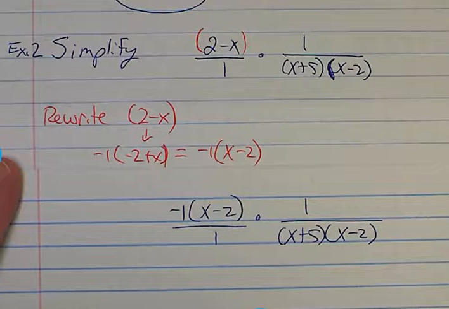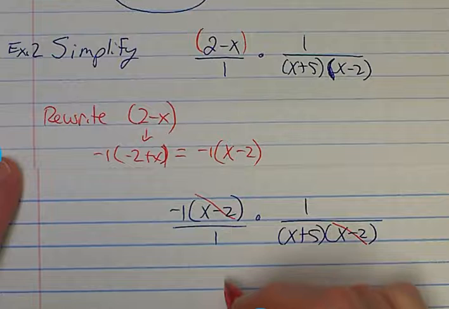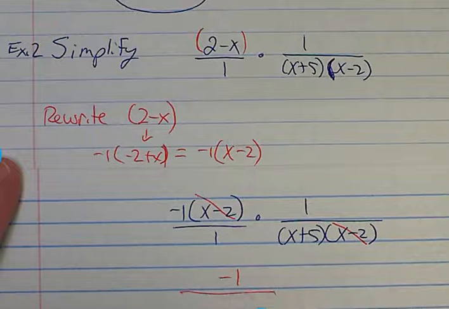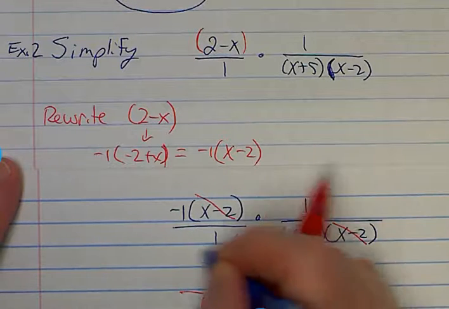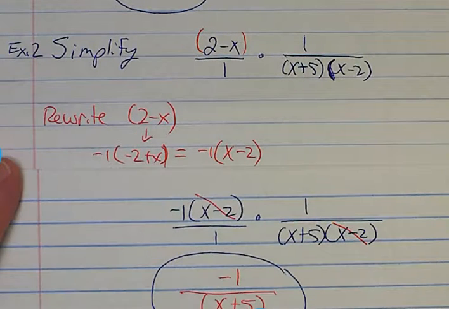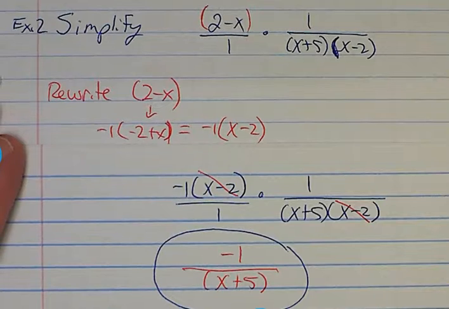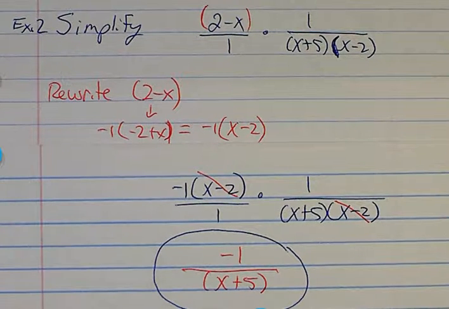Okay, so now you can cancel the x minus 2's. You're left with -1 times 1, which would be a -1 on the top. On the bottom, you've got 1 times x plus 5, which would just be x plus 5. So again, not a big thing, but just something to look out for: if you have the right numbers but the signs are wrong, you can go back and rewrite one of the two parentheses to make it work out that way.